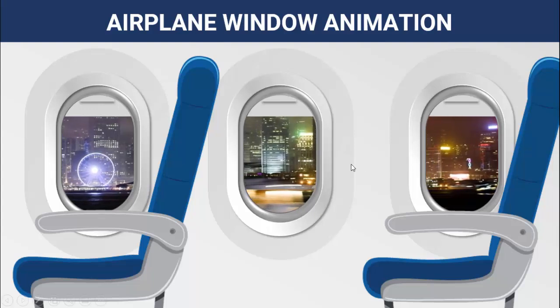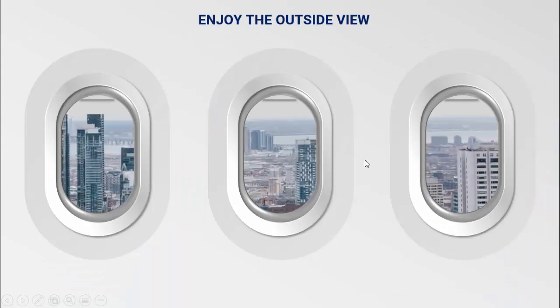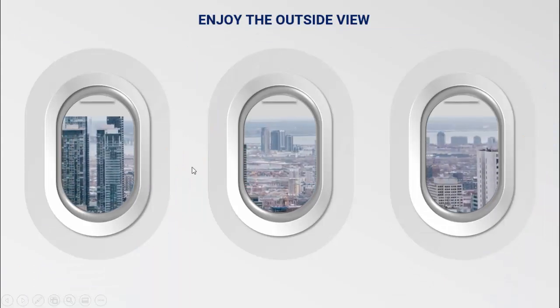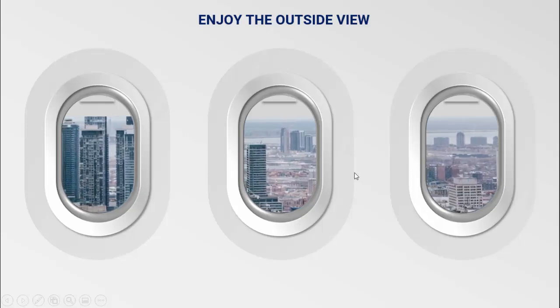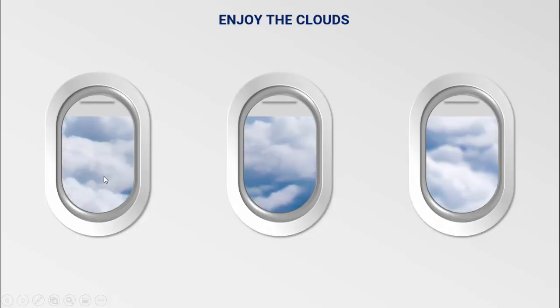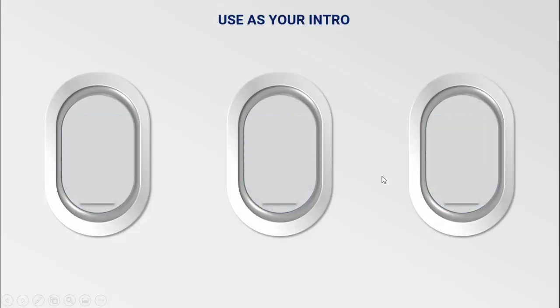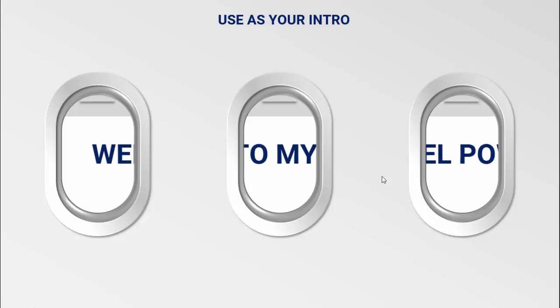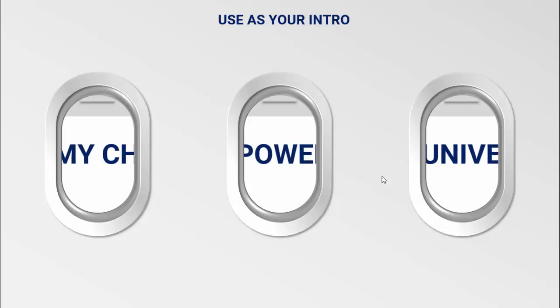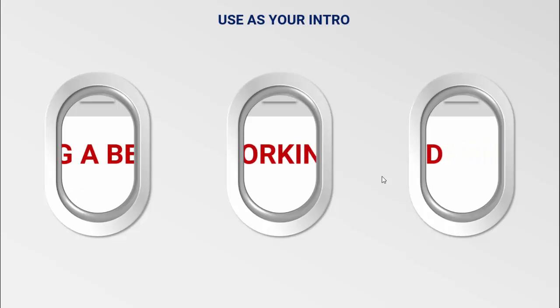Let me just show you. So this is slide number 1, and when I click, you can see here this is slide number 2. It's a different image here. You can see something like this. And then I have made one more where I've put the sky, you can see here, with the clouds. And then there is one more where you can put your own text here. So I've put like, welcome to my channel PowerPoint University, and I've put the tagline also where it says designing a better working world. All right. So something like this.